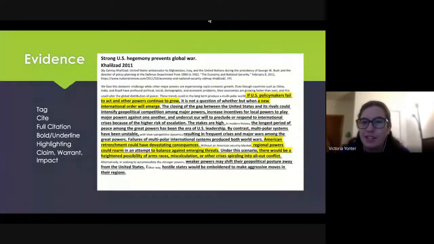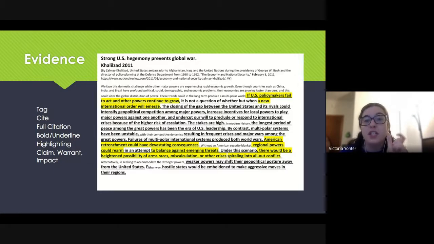The exciting part of policy debate, evidence. So this is an example from our core files, which we'll get to in a second. And so you'll see several things here. The first is that first part, strong U.S. hegemony prevents global war. So that's called the tag, or it's the headline of the argument that's being made. The second thing you see is the cite. That's just the author last name and the year is written. That's what's read out loud.